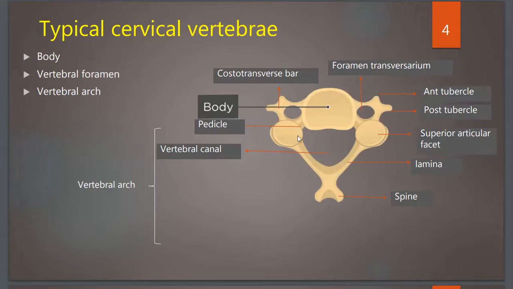So this is the superior articular facet, which usually articulates with the inferior articular facet of the vertebra above. And this is the foramen transversarium. Foramen transversarium has 2 tubercles. In front we have the anterior tubercle and behind we have the posterior tubercle. The connecting area between these 2 tubercles is called the costotransverse bar. Connecting the body with the articular facet, you have this connection as the pedicle.